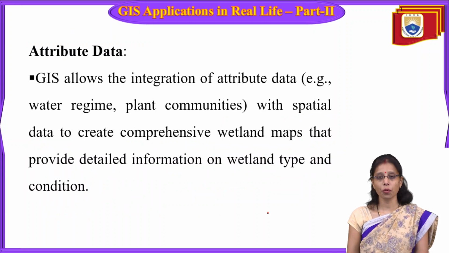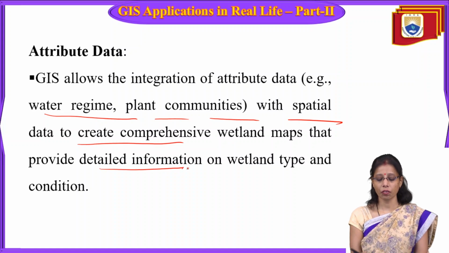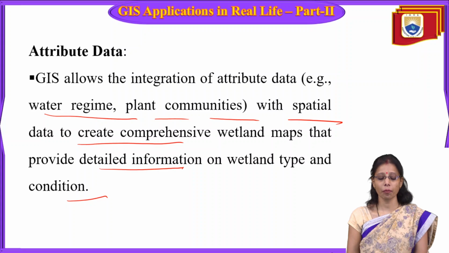Now, attribute data. GIS allows integration of attribute data, for example, linking water regime and plant communities with spatial data to create comprehensive wetland maps. That provides detailed information on the wetland type and condition. Do you know about attribute data? Attribute data is information about the spatial data. Suppose you have spatial data, and you have non-spatial data. The non-spatial data itself is known as the attribute data.